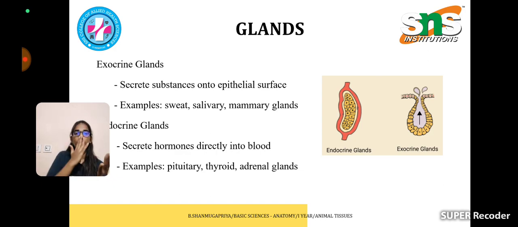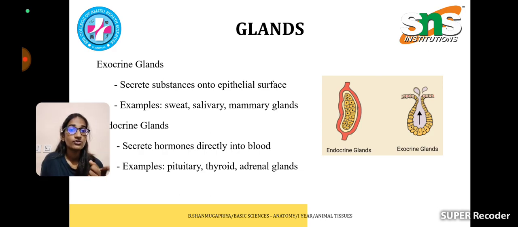Endocrine glands are ductless glands, the glands of the endocrine system that secrete their products like hormones directly into the bloodstream rather than through a duct. Examples: pineal gland, pituitary gland, pancreas, ovaries, testis, thyroid gland, parathyroid gland. Then also we have hypothalamus, adrenal gland, etc. These are the endocrine gland examples.